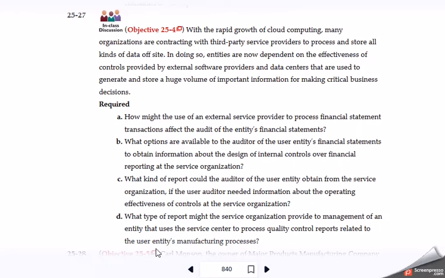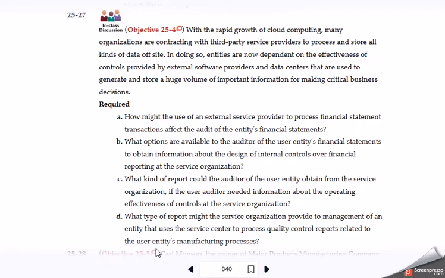So then when it comes to auditing a company that has all of their IT processes outside at a third-party location, how might the use of that external service provider to process financial statement transactions affect the audit of the entity's financial statements? It definitely can. And then the auditor is not going to be able to actually test that third party's internal control structures. They're not being hired by that third party.